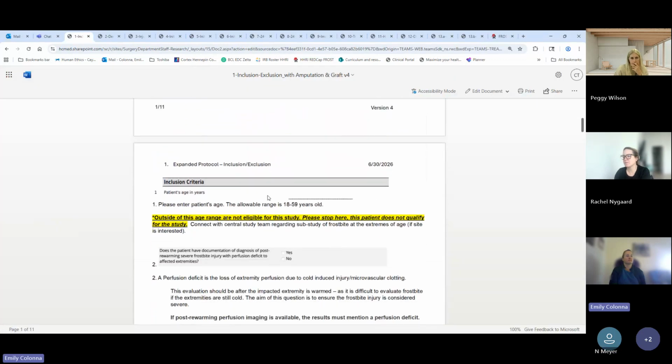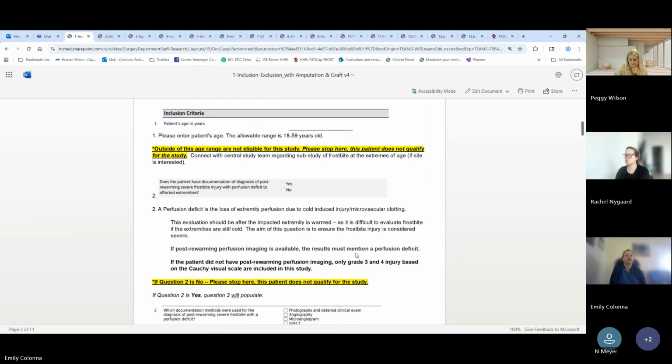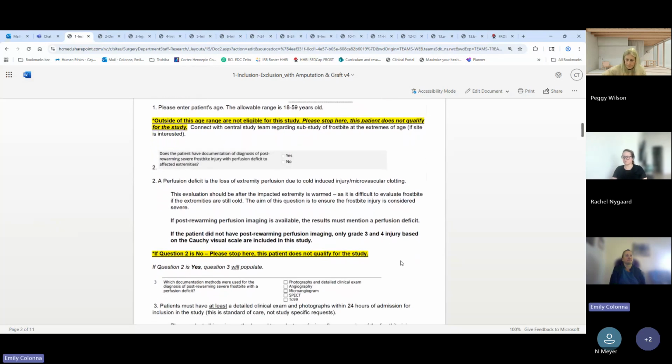So then going through questions copied and pasted from the surveys. Enter the patient's age. Do they have severe frostbite, perfusion deficit? This evaluation should be after the patient is warmed. It's difficult to evaluate cold extremities. If post-rewarming perfusion imaging is available, the results must mention a perfusion deficit. If the patient did not have post-rewarming perfusion imaging, only grade 3 and 4 injury based on the visual scale are allowed in the study.